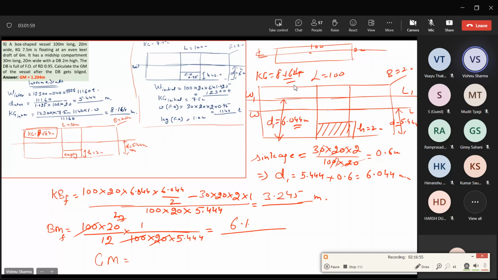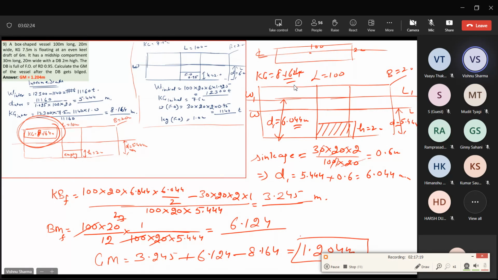So GM will be equal to the KB 3.245 plus BM 6.124 minus KG. Now in the intermediate condition, the KG is 8.164, guys. 8.164 before bilging. And this should give you the GM of 1.204 meters as the answer. If it is not giving, then there is something somewhere we have missed out. One decimal place here and there is fine, but if there is a huge difference, then we can look at it.